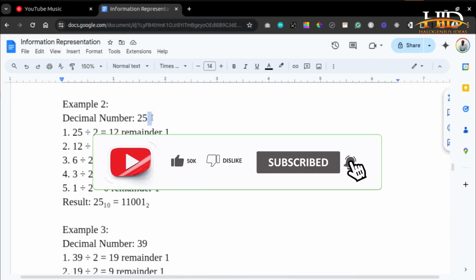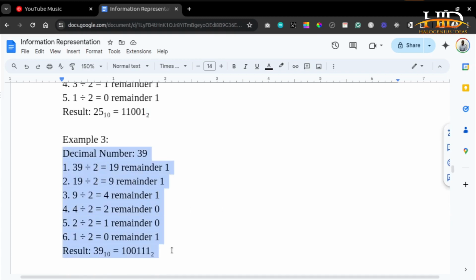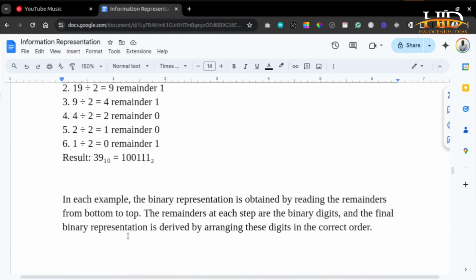Then we have this other example over here, converting 25 to binary. So basically 25 divided by 2, I have 12 remainder 1. 12 divided by 2 again, I have 6 remainder 0. 6 divided by 2, and it goes on and on. When you are done, pack all these remainders together, base 2, that will be your response. The same thing goes for this other one. You can see 39 divided by 2, 19 divided by 2, 9 divided by 2, 4 divided by 2, and it goes on and on.